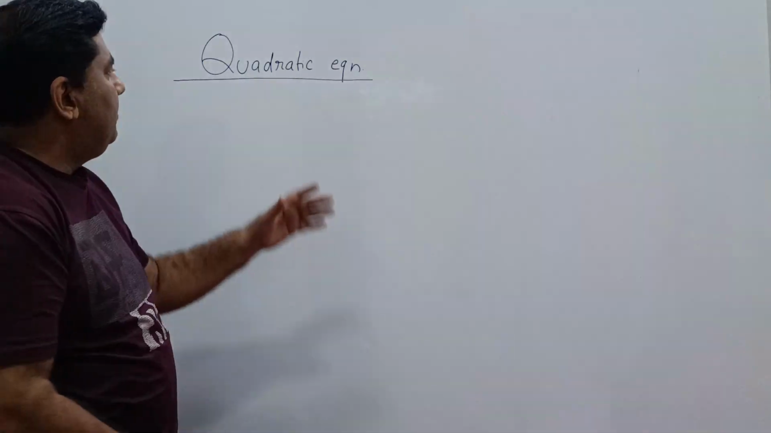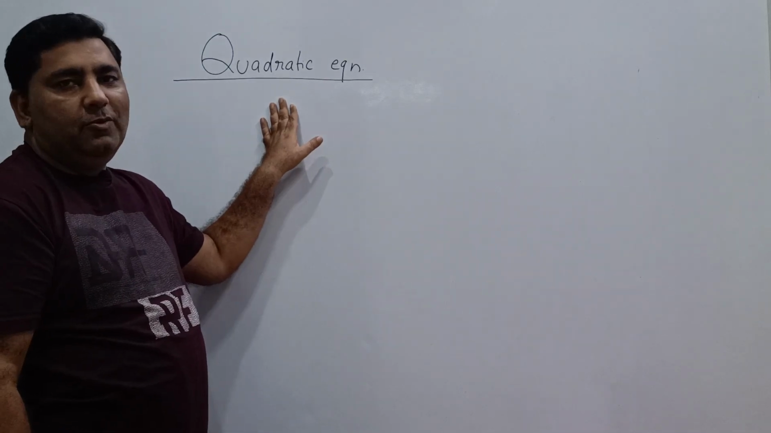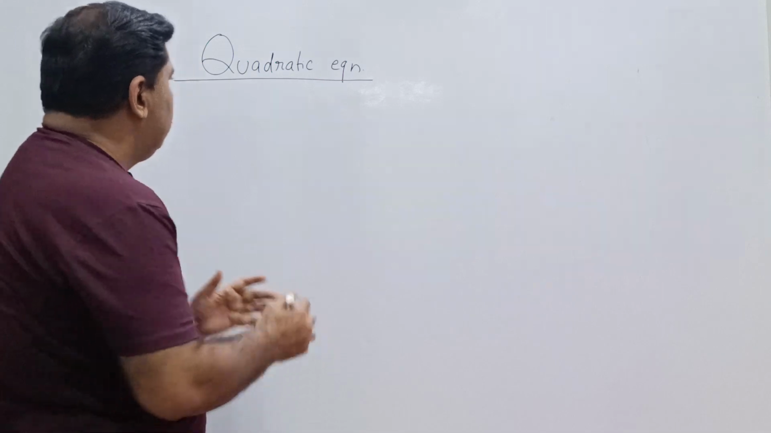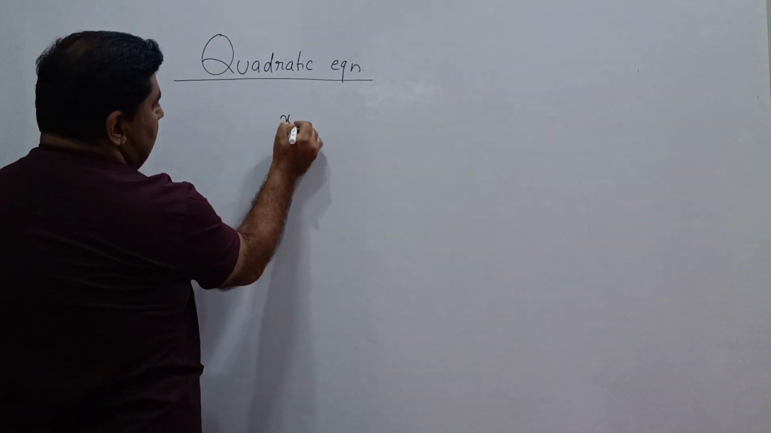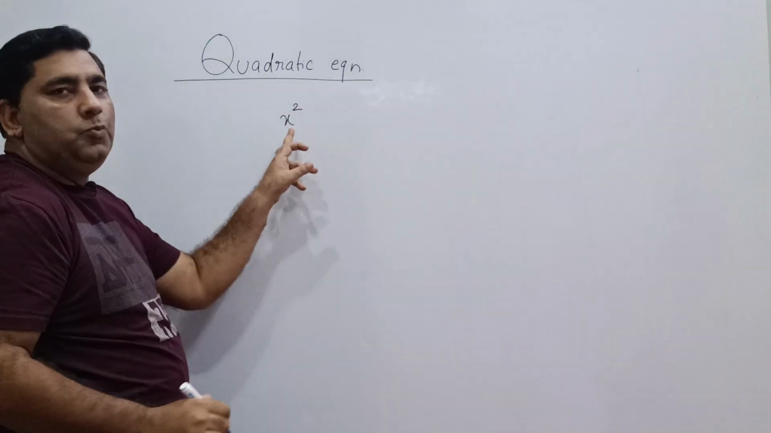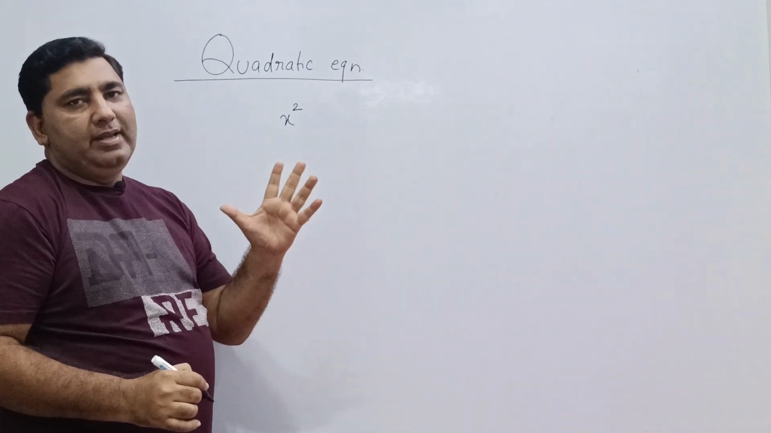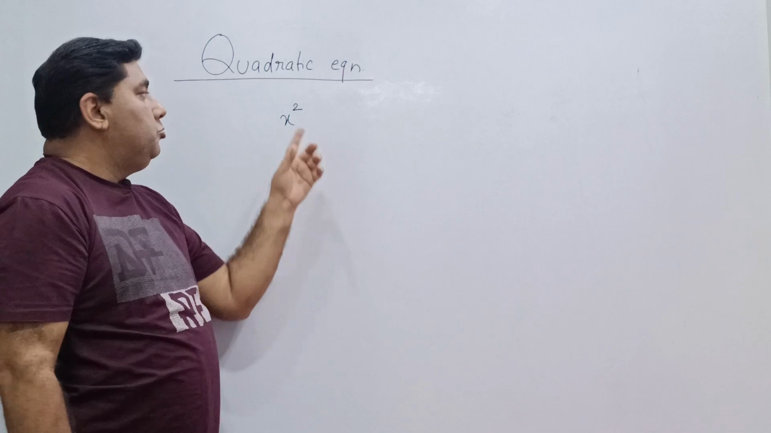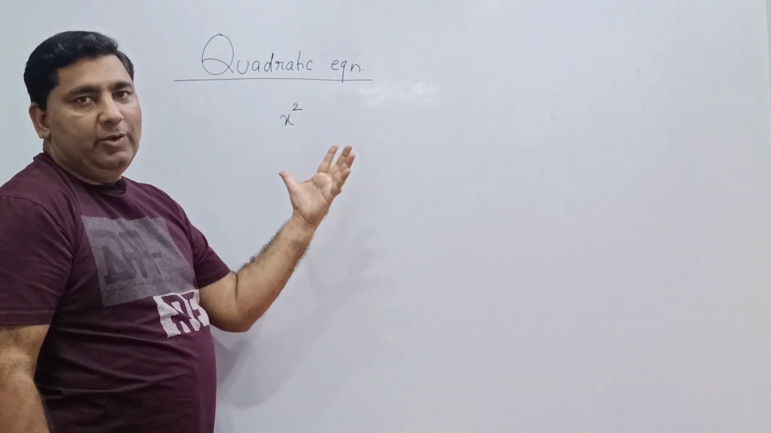Today my topic is quadratic equation from class 10th. What is the quadratic equation? If an equation in x has degree 2, then this is called the quadratic equation. If the power of x is 2, degree is 2, then it is called quadratic equation.